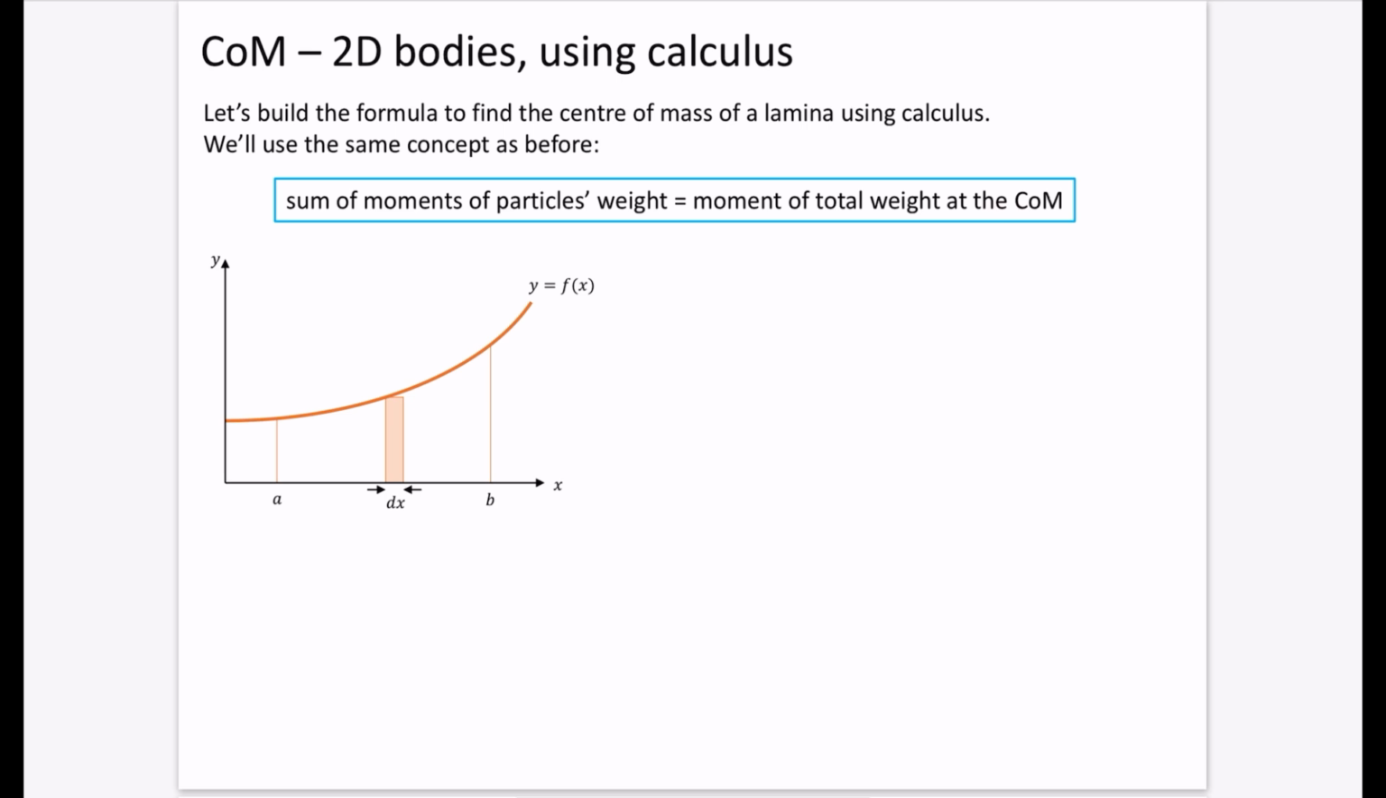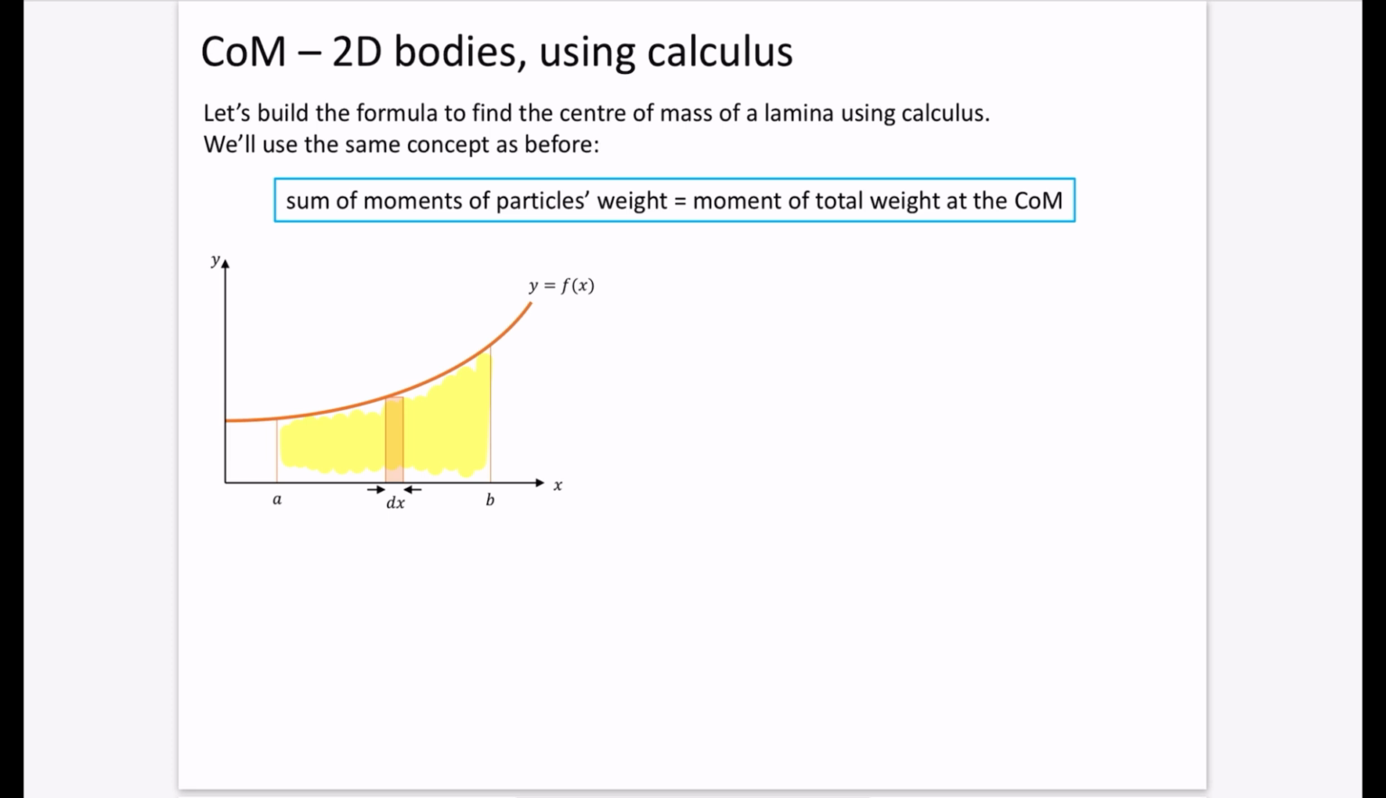So what we're going to do to begin with is, this is the lamina that we're looking at. We're looking at it between a, the x-axis, b, and the curve y. I guess I could just highlight that this is the part that we're actually looking to find the centre of mass for. Well, this is probably the part we might deal with first of all. We're going to find the moment of the total weight at the centre of mass.